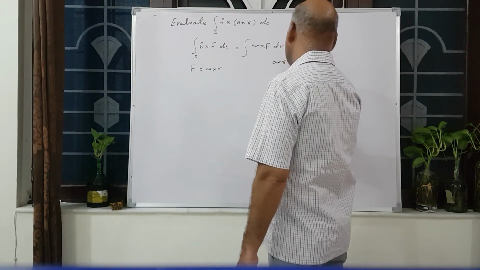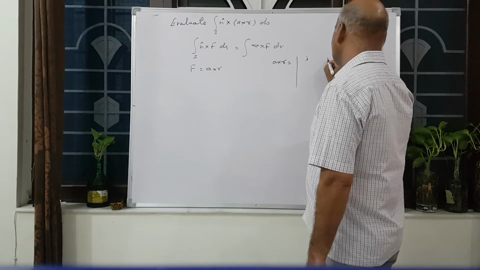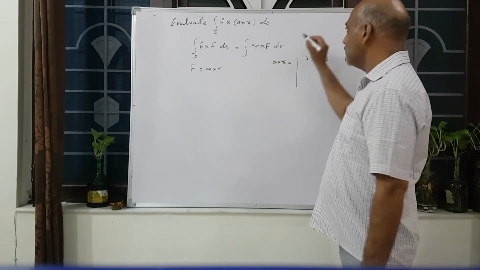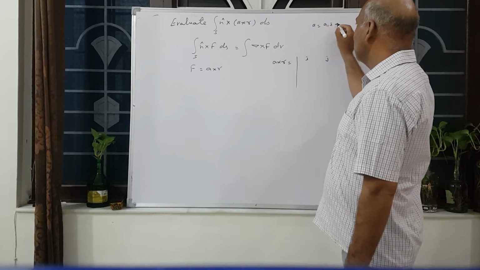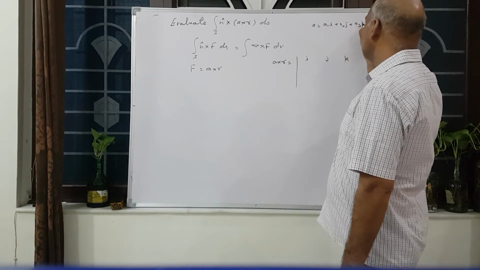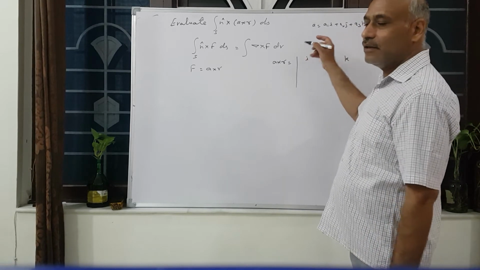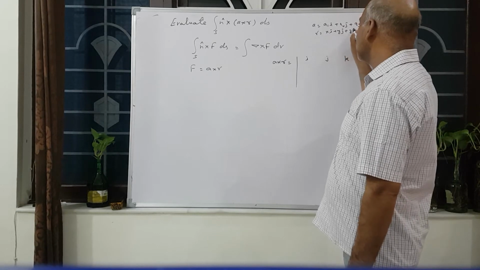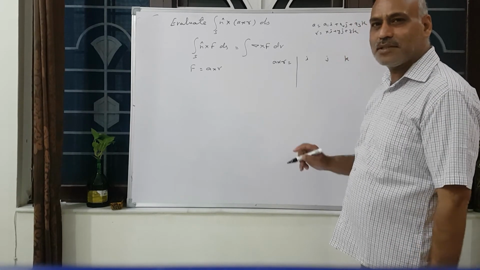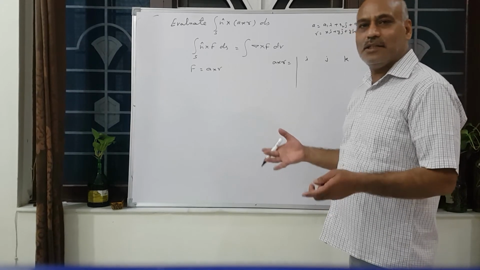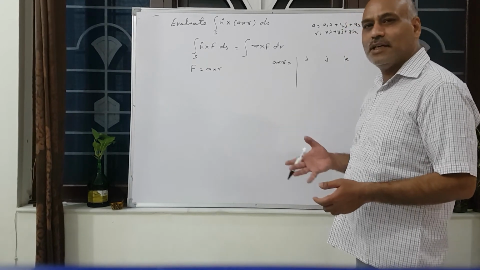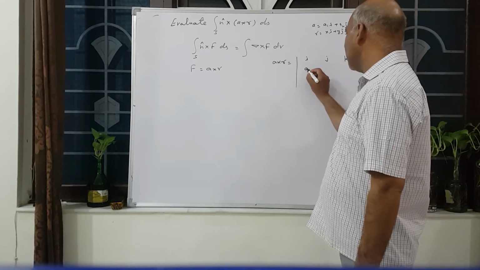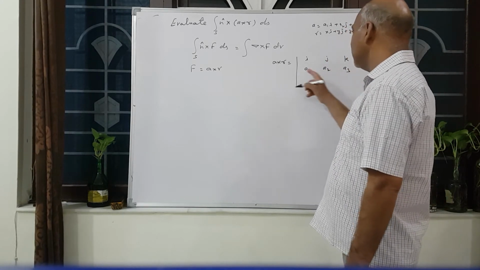A cross R is equal to the determinant with i, j, k vectors. A is the vector A1 i plus A2 j plus A3 k. And what is R? R is xi plus yj plus zk. dr we will use in Stokes theorem: dr is equal to dx i plus dy j plus dz k. So what is A? A1, A2, A3.